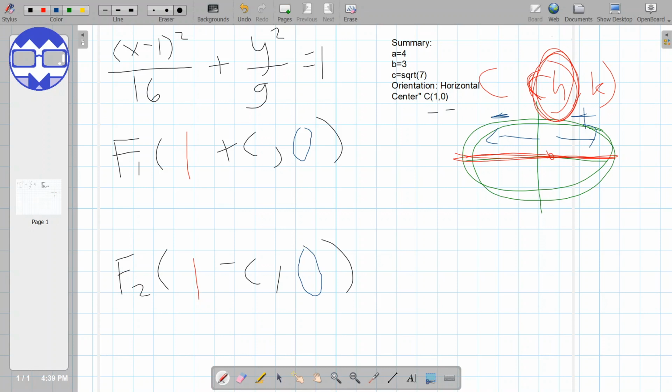So what is C? Our C is this one here, square root of 7. Let's substitute 7 for our C, so this will be square root of 7. Now, using our calculators, I'll try to show my calculator here. Where is it? Calculator.